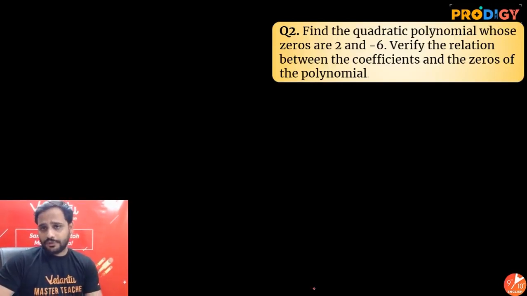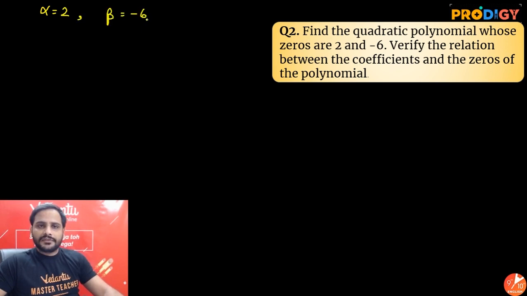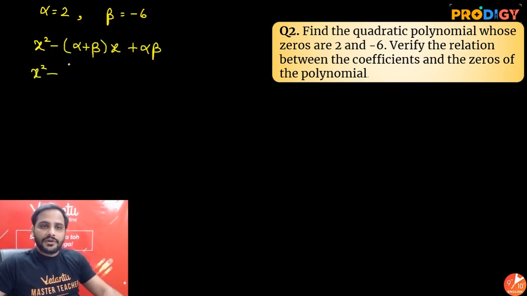Find the quadratic polynomial whose zeros are 2 and minus 6. Alright, so one of the zeros is given as 2, the other zero is minus 6. So I can take alpha as 2 and beta as minus 6. So what will be my quadratic polynomial? I can say my required polynomial will be x square minus (alpha plus beta) into x plus alpha beta. So x square minus (2 plus minus 6) into x plus 2 into minus 6.